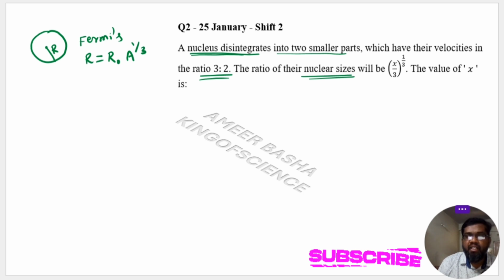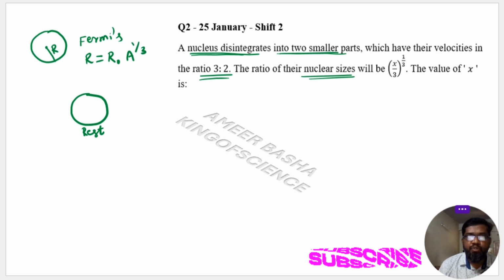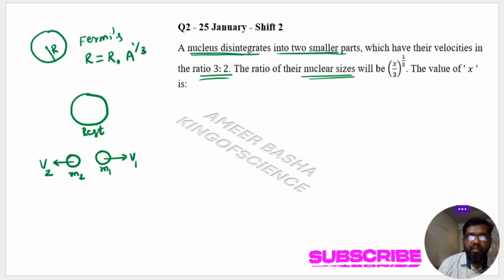A nucleus disintegrates into two smaller parts. So there is a big nucleus which is at rest. Due to some internal mechanism, it breaks into two smaller parts. So M1 will move with a velocity V1 in this direction. Then M2 will move in this direction with a velocity V2 just to conserve the linear momentum.